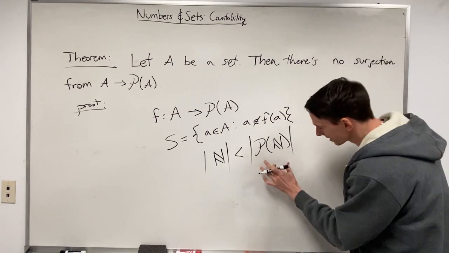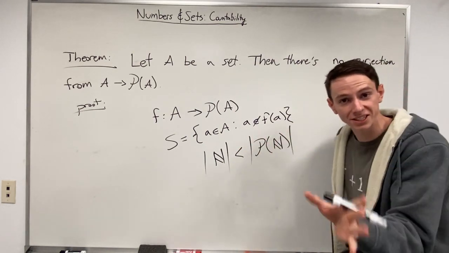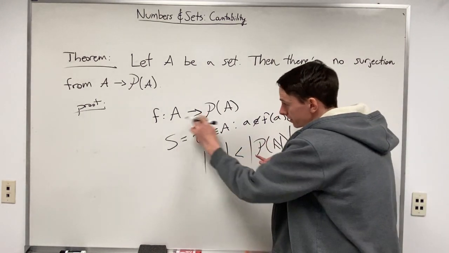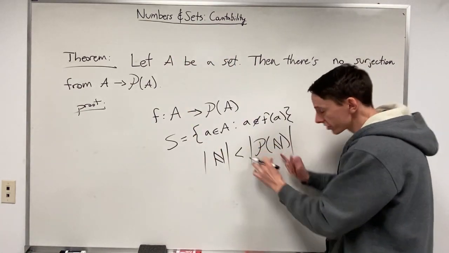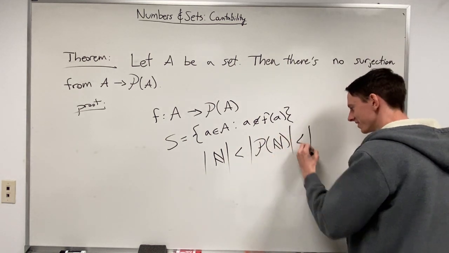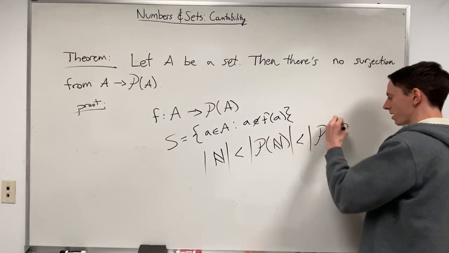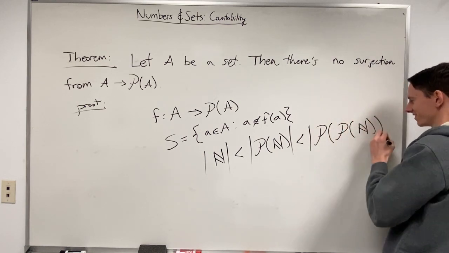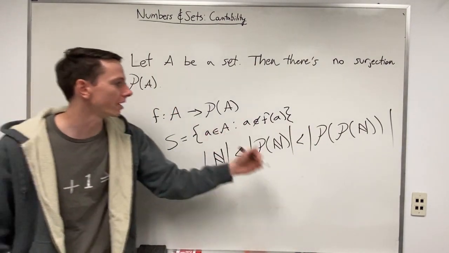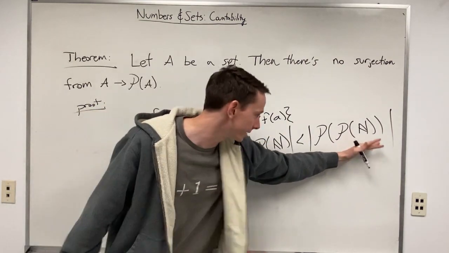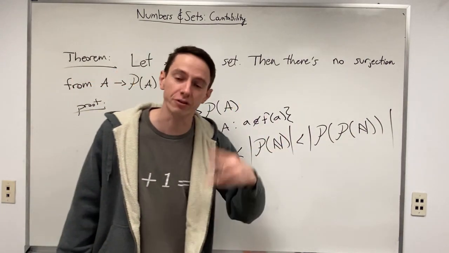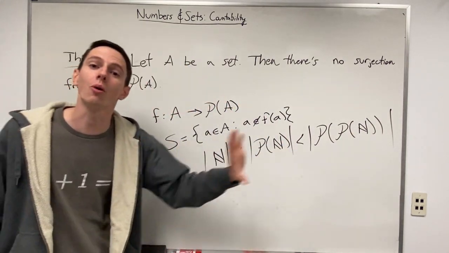But now, let's take the power set of the natural numbers. This is just a set, right? That's all it is. It's simply a set. And let's replace A in this general statement up here with the power set of the natural numbers. If we do that, this should be less than the power set of the power set of the natural numbers. And you can imagine we could keep on doing this. We could apply the power set to whatever this input is as many times as we want. So then this should be less than the power set of the power set of the power set of the natural numbers. And it could go on infinitely.